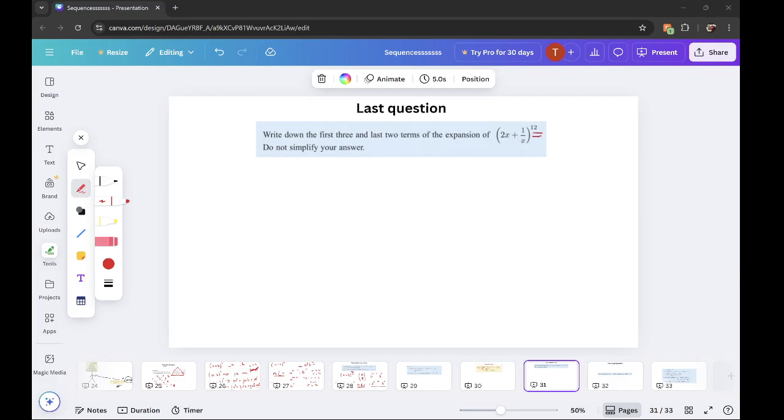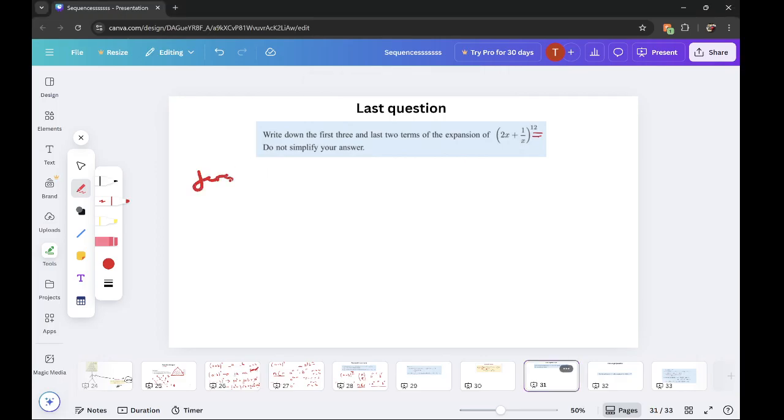Okay, now hopefully you paused the video and had an attempt at it. Now let's start. So write down the first 3 and last 2 terms of this expansion and do not simplify your answer. Oof, this seems like a really rough one, you know? But it's not as rough as it seems. So let's go for the first and last term.